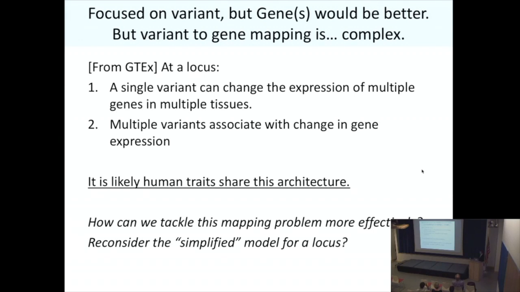a bit more effectively. Do we need to rethink the model that a single variant impacts a single gene with a single genetic mechanism in a single tissue? Or is it actually more complicated than that? And if it's true, we probably need to think about improvements to how we approach the mapping problem and the functional follow-up problem.